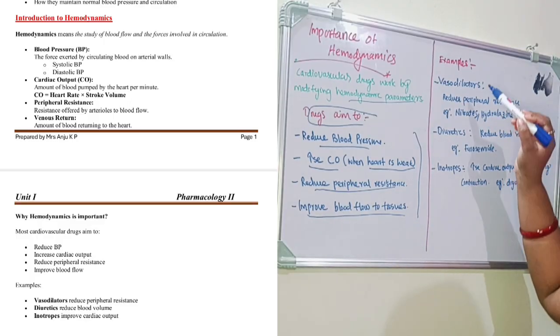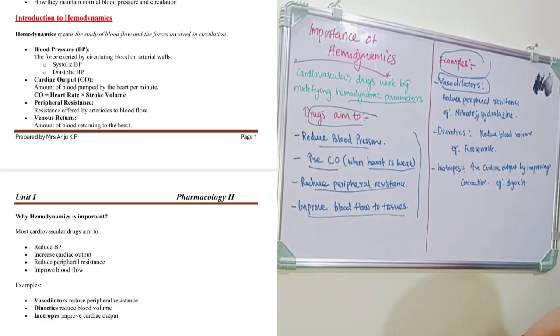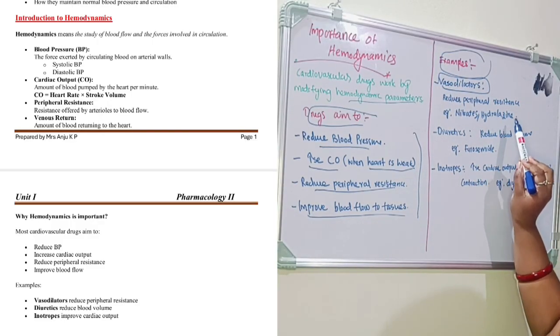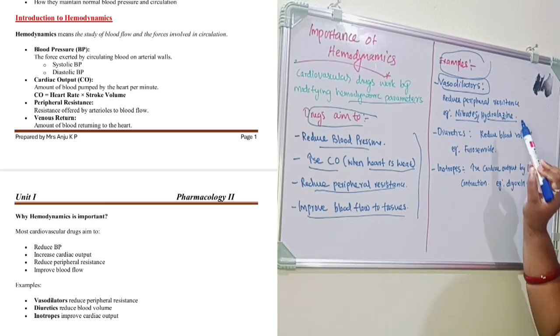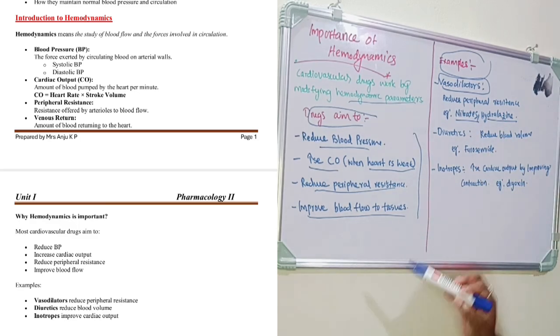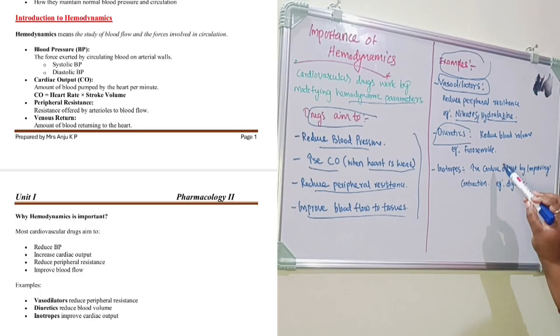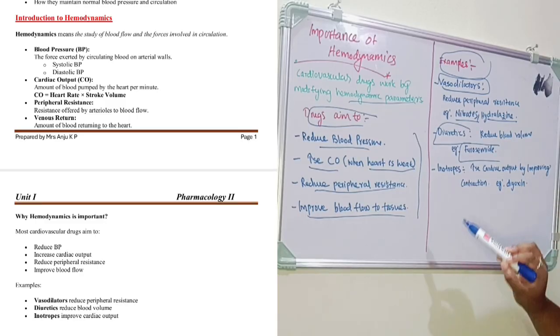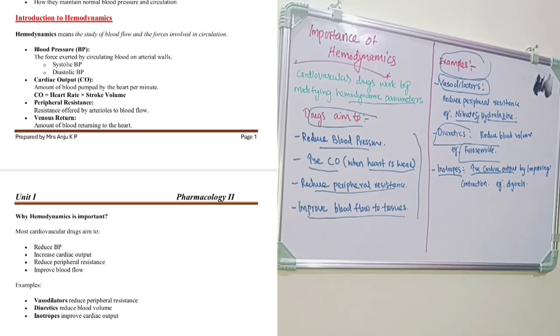Okay, so the example is vasodilators. Vasodilators means what? Which will reduce the peripheral resistance. Drugs like nitrate and hydralazine are examples. Next, diuretics. Diuretics means what? Which reduce the blood volume. Furosemide is an example. Next, inotropes, which increase the cardiac output by improving the contraction. So digoxin is the example.